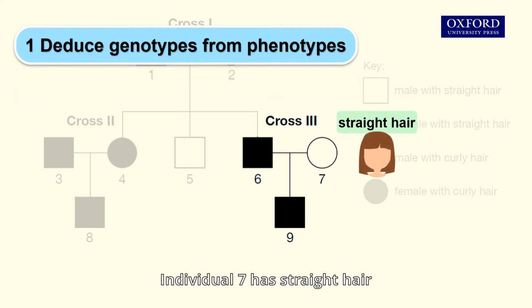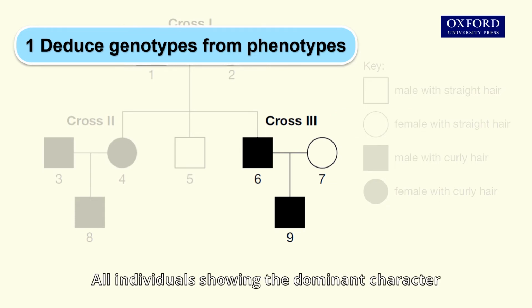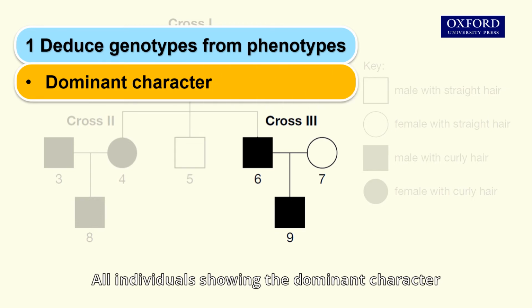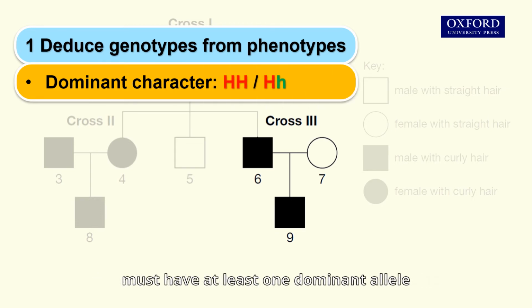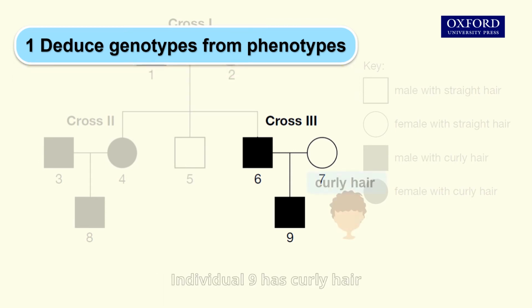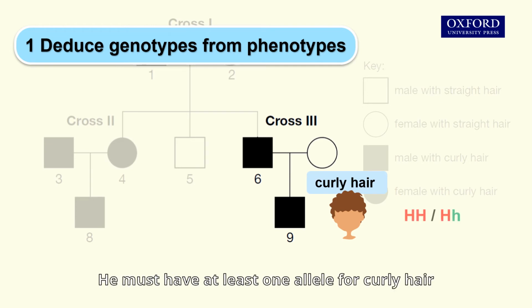Individual 7 has straight hair. She must be homozygous recessive. All individuals showing the dominant character must have at least one dominant allele. Individual 9 has curly hair. He must have at least one allele for curly hair.